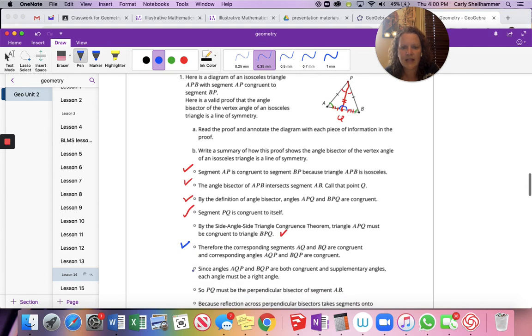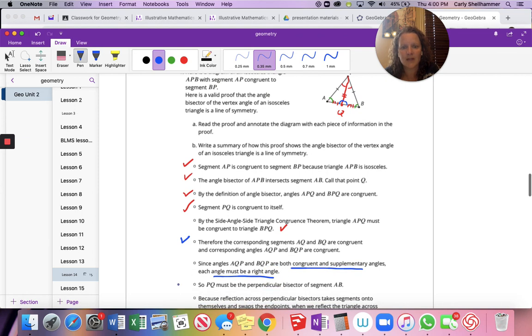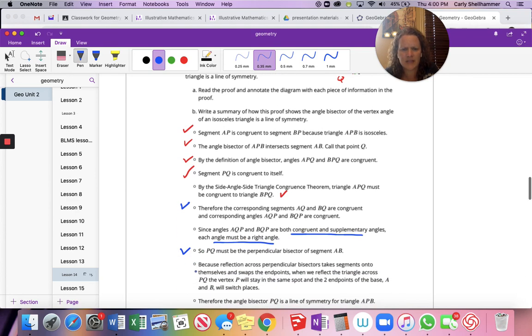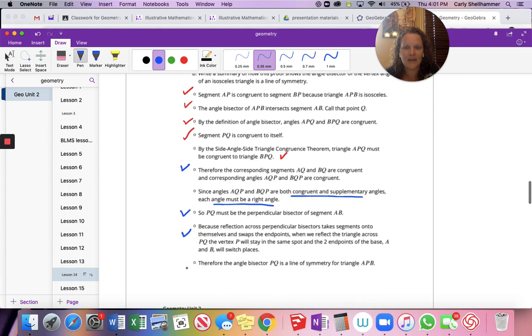Since angles AQP and BQP are both congruent and supplementary, each angle must be a right angle. Yes. So PQ must be the perpendicular bisector of AB. Because the reflection across the perpendicular bisector takes segments onto themselves and swaps the endpoints, when we reflect the triangle across PQ, the vertex P will stay in the same spot, and the two endpoints of the base, A and B, will switch places. Therefore, the angle bisector PQ is a line of symmetry for triangle APB.